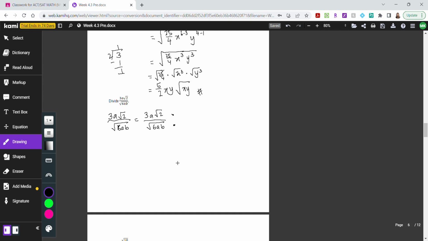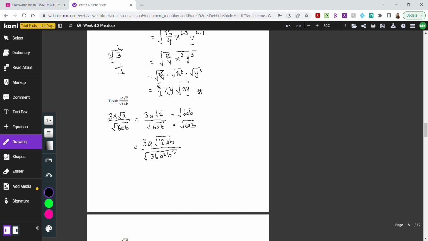Since it's not being added or subtracted, if anything, we're just going to take this as it is, and you'll understand what I mean in the next question that we are going to do later. So we're going to multiply the top and bottom with square root 6ab. That's going to give us 3a square root 12ab over square root 36a squared b squared.